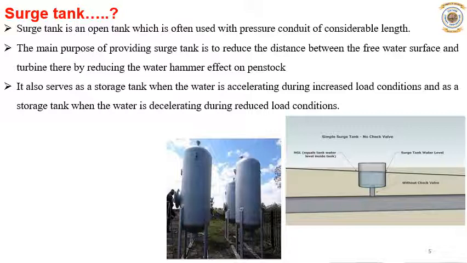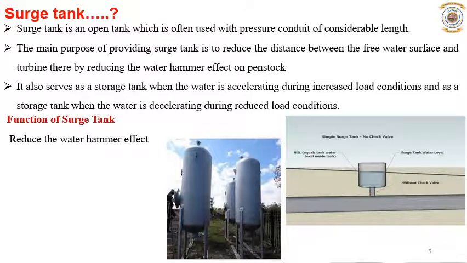It also serves as a storage tank, as I mentioned, when the water is accelerating during increased load condition, and as a storage tank when the water is decelerating. The functions of a surge tank are to reduce the water hammer effect, act as a relief valve, and act as a temporary reservoir. Next, we will see water hammer. What exactly does water hammer mean?